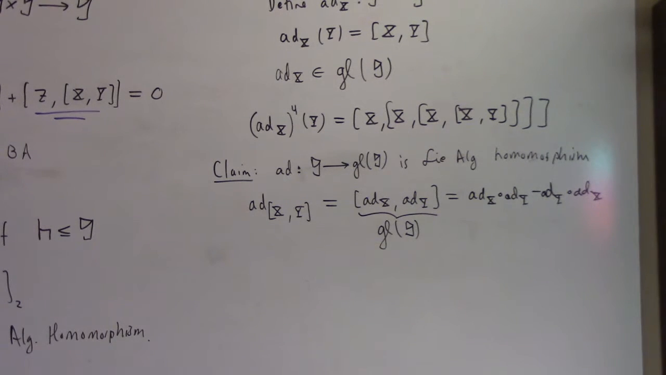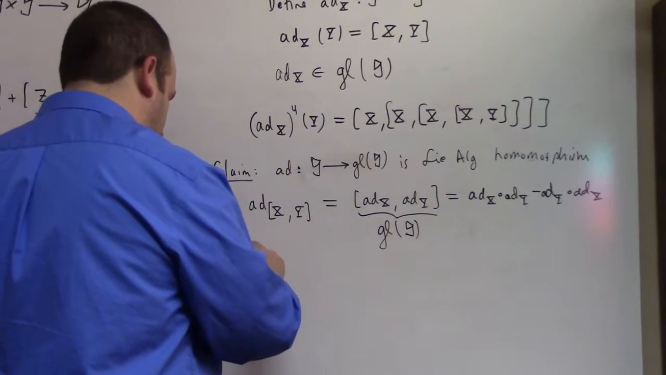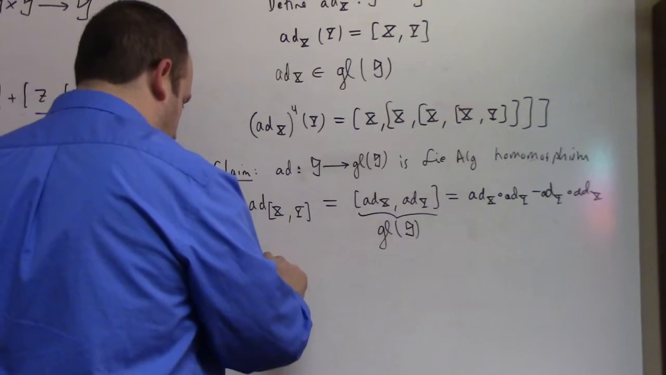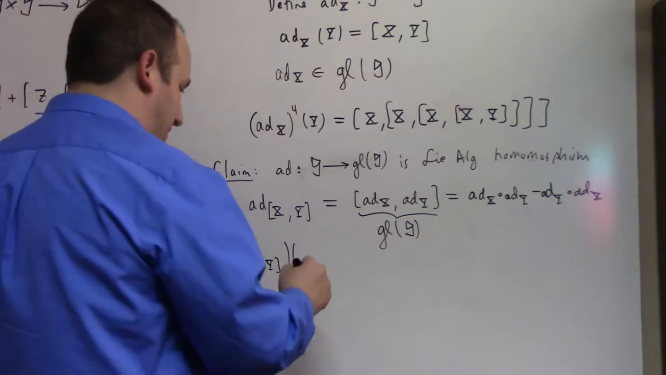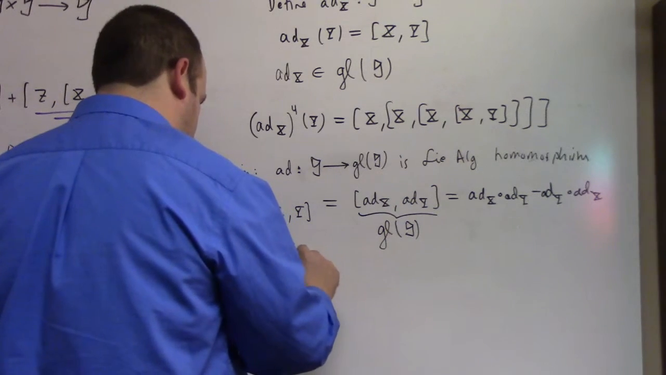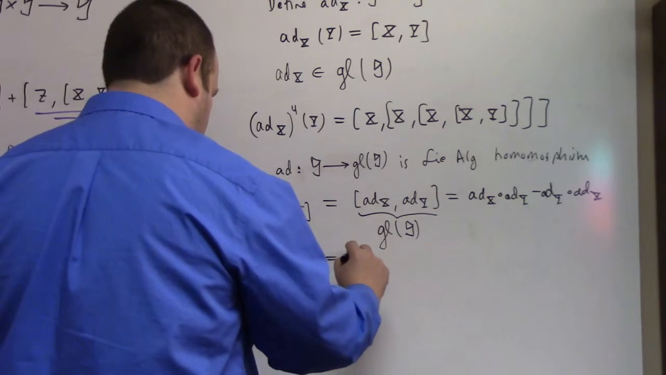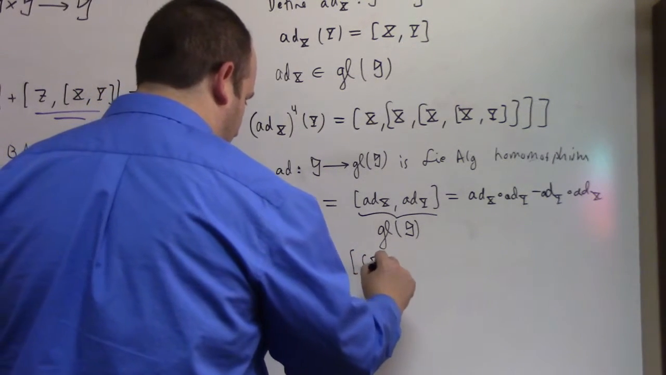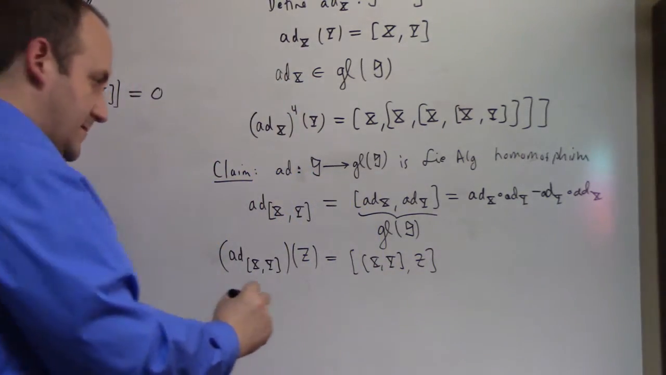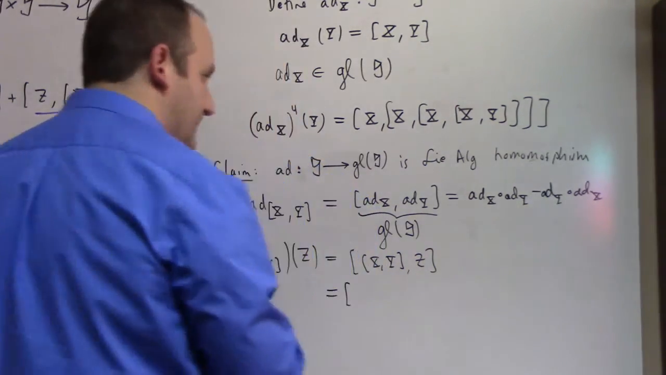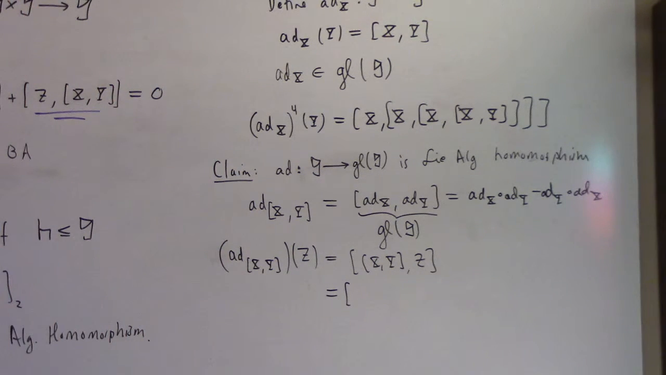So now there's hope, right? Because then you just let this act on Z, right? I mean, if we started with that side, it'd be even easier, I guess. Which I guess is what? This is bracket of xy, bracket z. Which is equal to what? The Jacobi identity thing.